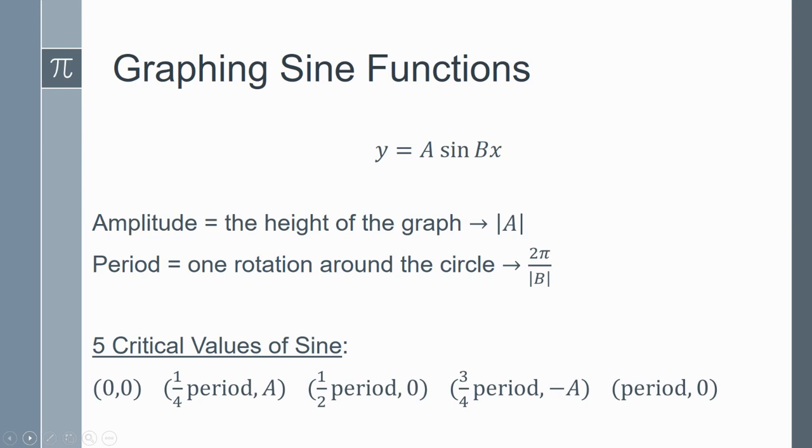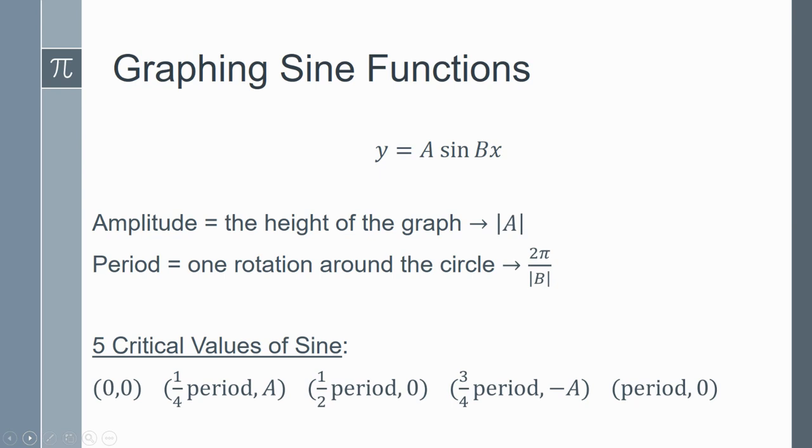Like I mentioned in that picture, we have something called the period. The period is going to be one rotation around the circle. Because we did one full unit circle for our sine, which starts at 0 and goes to 2 pi, how we'll calculate the period is we will take 2 pi and divide it by the absolute value of b. Notice b is the number that's connected to x. It's a part of the actual sine itself.